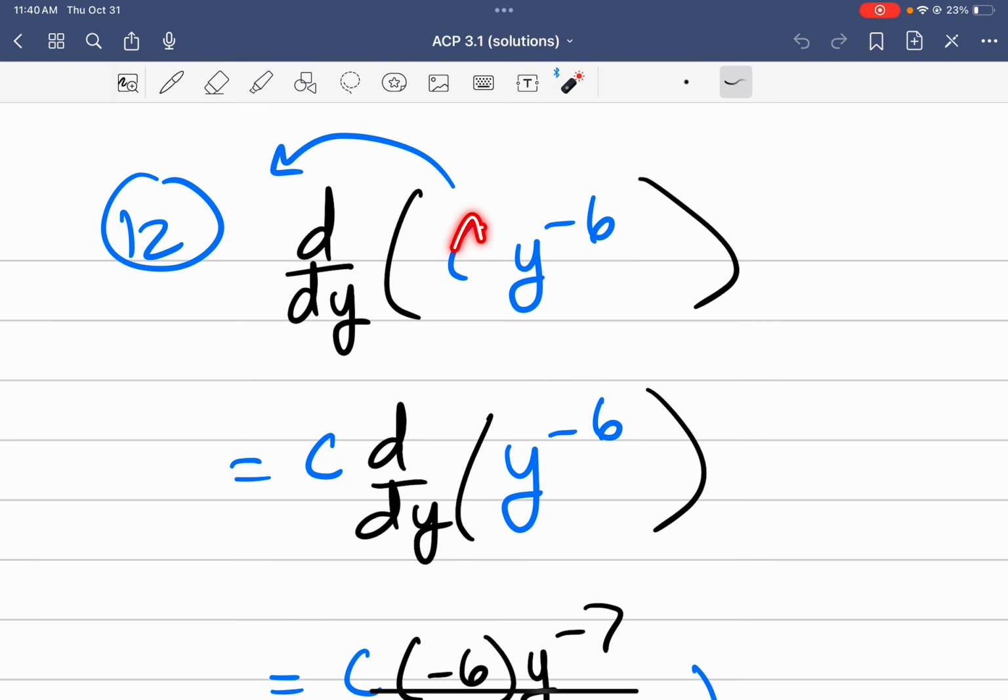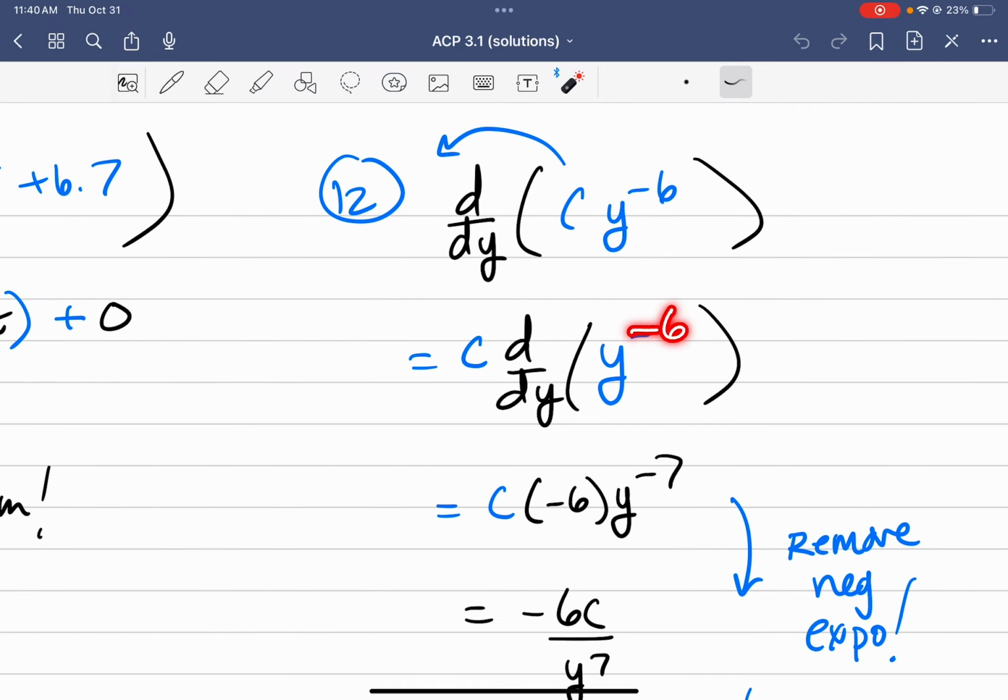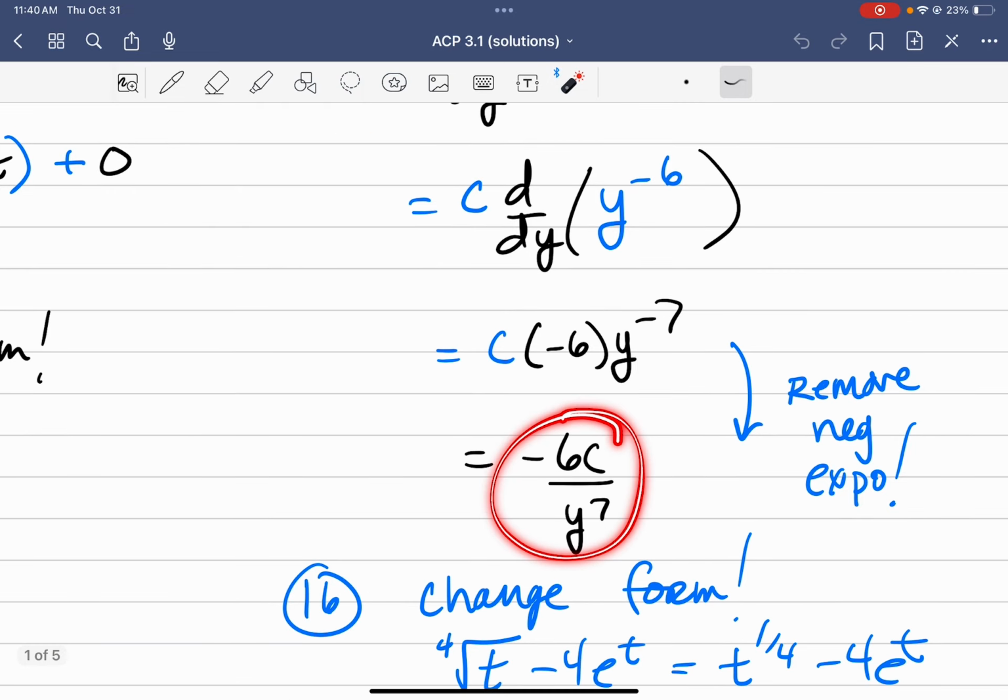For 12, if I have c times y to the negative 6, I can pull out my c and then take the derivative. But the derivative of y to the negative 6th, we pull down the constant and subtract 1 from the exponent. Pull down the exponent, subtract 1 from it. So we get negative 6c, but y to the negative 7, I remove my negative exponents and write it as negative 6c divided by y to the 7th.